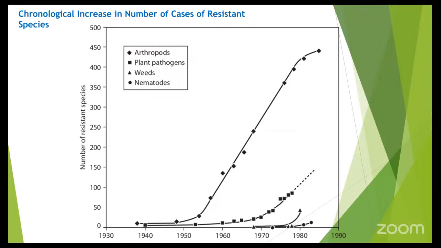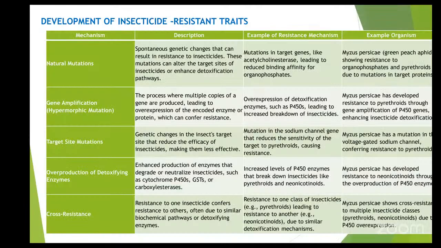In this, you can see the chronological increase in the number of cases with the years. In the 1940s, the resistance is very less. Even the use of insecticides was less. But gradually, as the years progress, you can see increased resistance upon increased use of insecticides towards the insects, crops, or whatever the purpose. If the usage is more, definitely the insect will get adapted to it and it develops an ability called resistance.